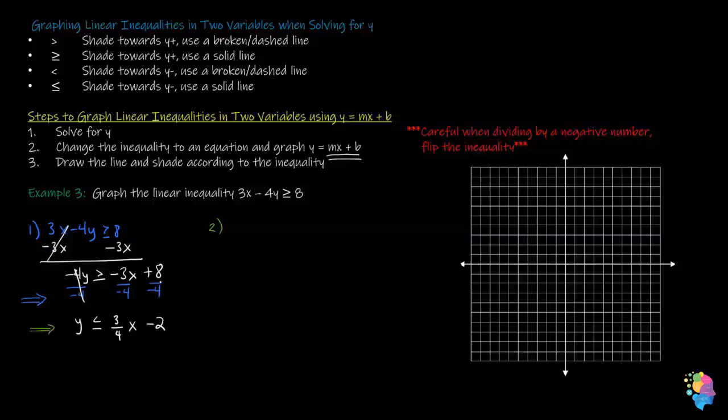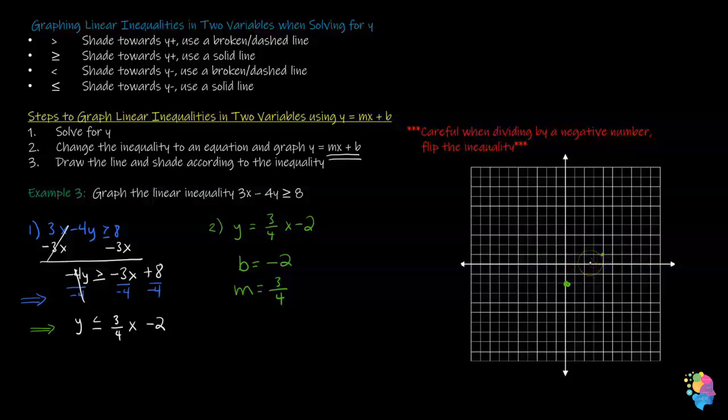From there, we're going to go to step 2, and we're going to change this inequality into an equation. So this becomes y is equal to 3 over 4x minus 2. And we have that b, our y-intercept, is -2. So we plot that one first, -2. And our slope is 3 over 4. That means that we're going to go 3 up and 4 to the side.